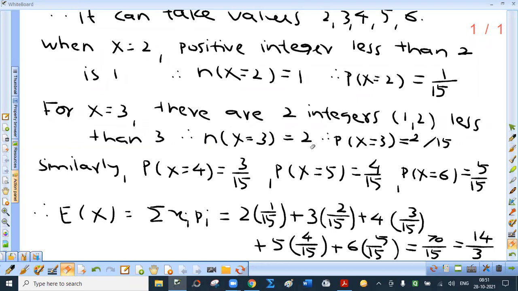So n(X = 3) is 2. So P(X = 3) is 2 by 15. Similarly, P(X = 4) is 3 by 15, P(X = 5) is 4 by 15, P(X = 6) is 5 by 15.